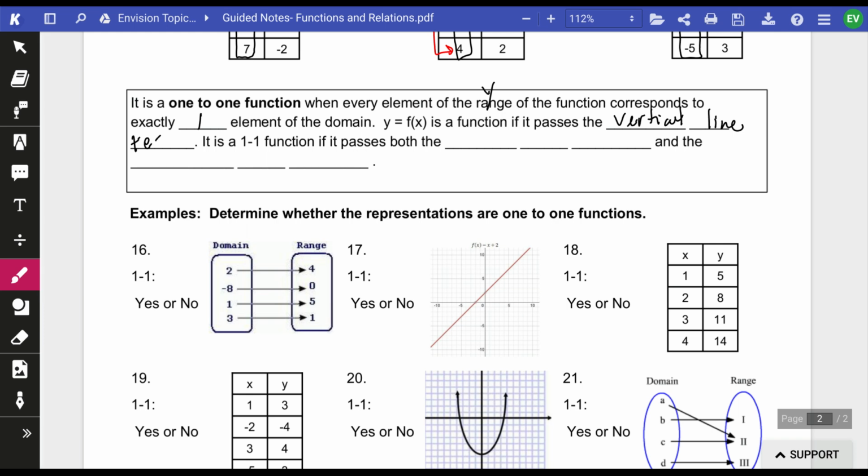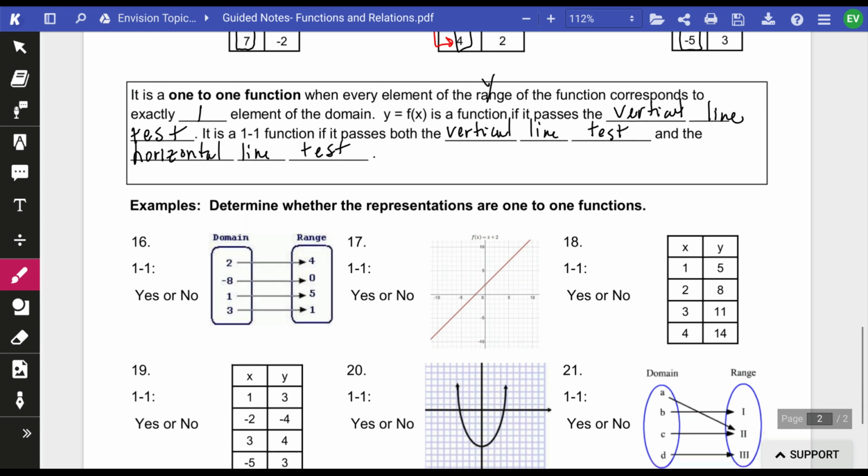It is a one-to-one function if it passes both the vertical line test and the horizontal line test. Remember, vertical is up and down, horizontal is side to side. Easy way to figure this out.